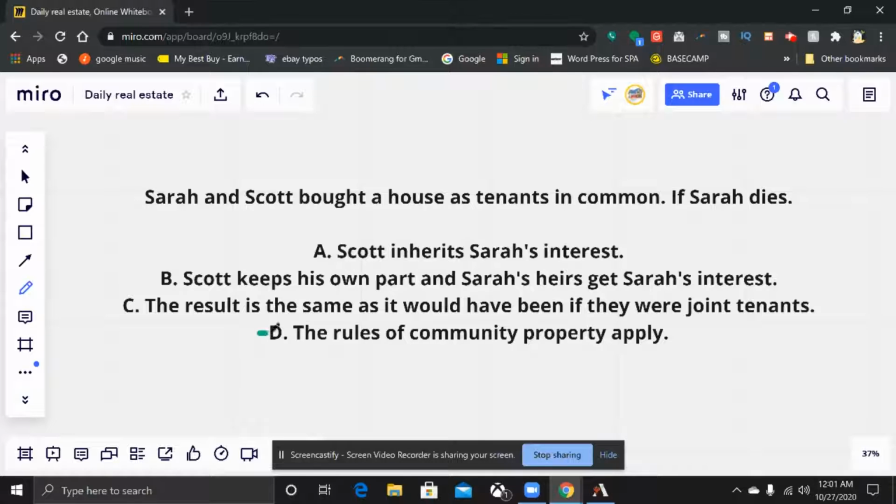So let's cancel these two out. Rules of community property apply because depending on what state you're in, you might say, I don't know what community property is. Or you might say, I know what that is, and I don't know if Sarah and Scott are married. And that's correct. So this isn't a community property question. However, we're also going to say that joint tenants and tenants in common are different, and we'll talk about how they're different.